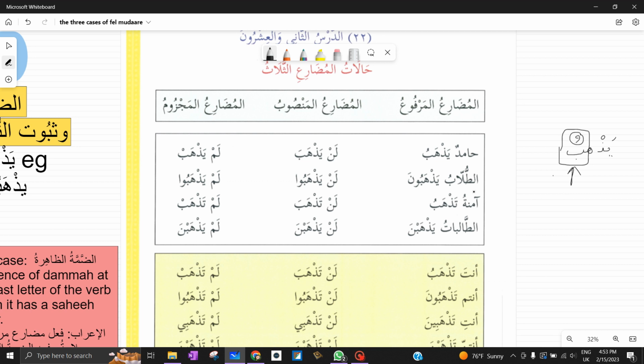And when you see another form of fail mudare, like for male jama here, and then this one is for feminine, tadhabu, this is for ghayab feminine, tadhabu. And now this one is for feminine plural, yadhhabna. How do you know this is for third person ghaib? Ya. The ya tells us that it is for ghaib.